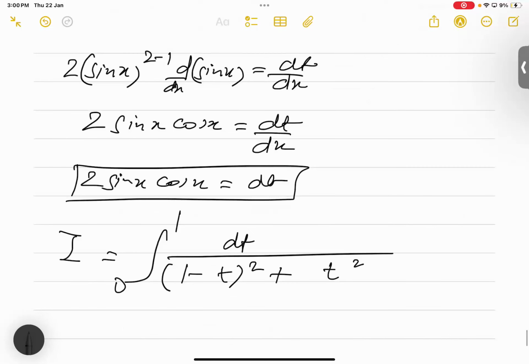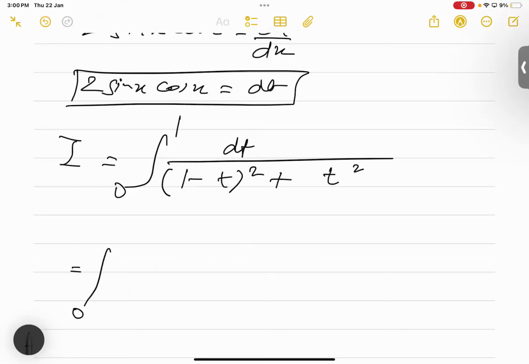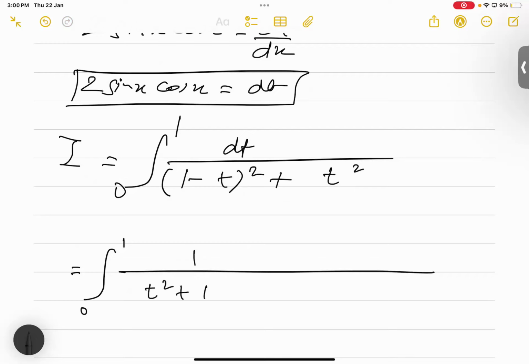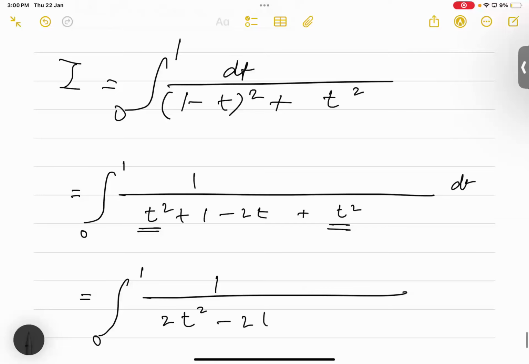Now open the bracket. Now this will be completing squares. So 0 to 1, t square plus 1 minus 2t plus t square. Expansion of a minus b the whole square. What is t square plus t square? 2t square. Minus 2t plus 1 dt.